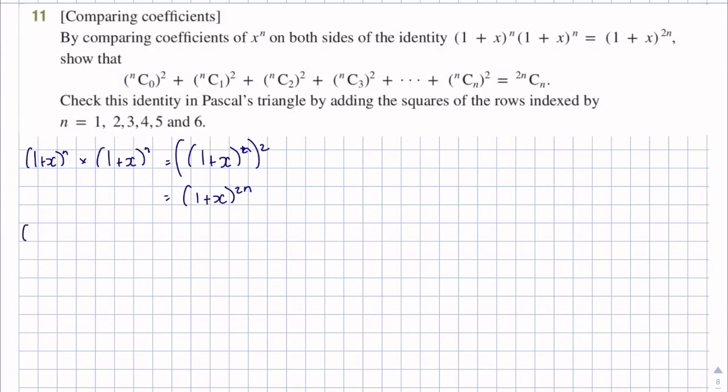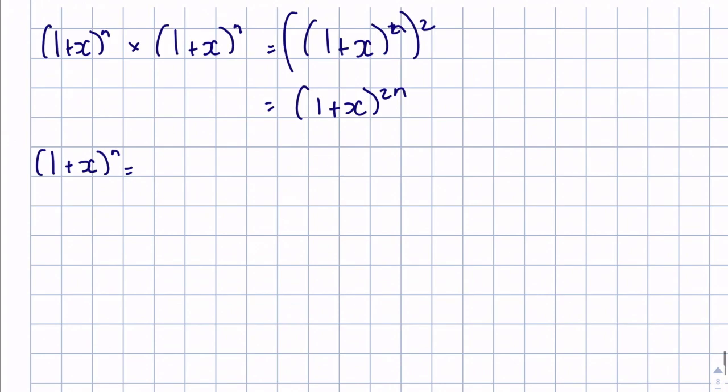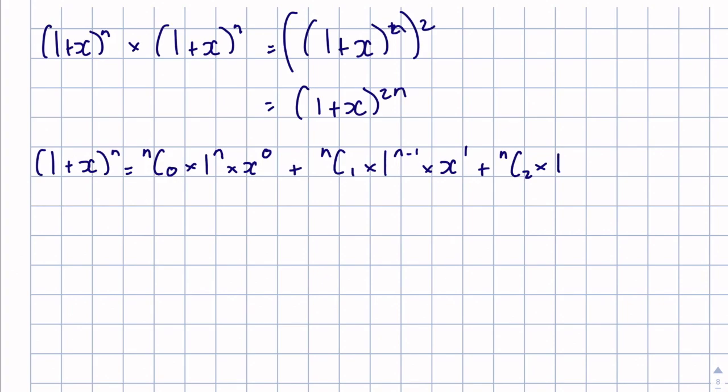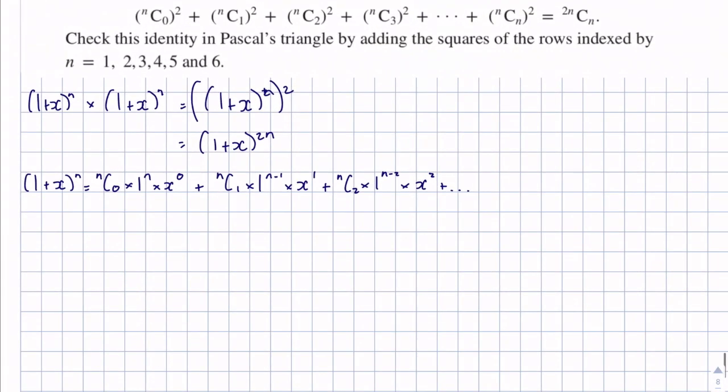Now, remember (1 + x)^n, well, we're going to have nC0 times 1^n times x^0, plus nC1 times 1^(n-1) times x^1, plus nC2 times 1^(n-2) times x^2, plus, and then it's going to go all the way until we end at nCn 1^0 x^n.